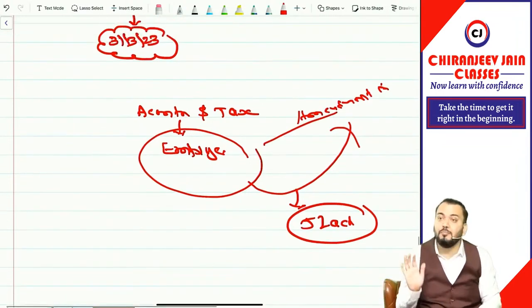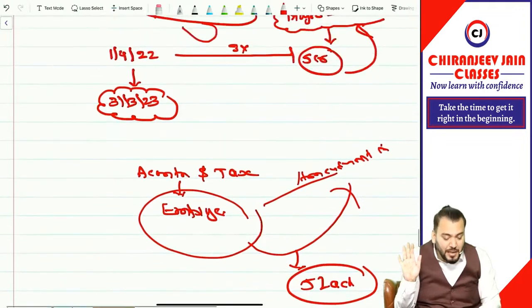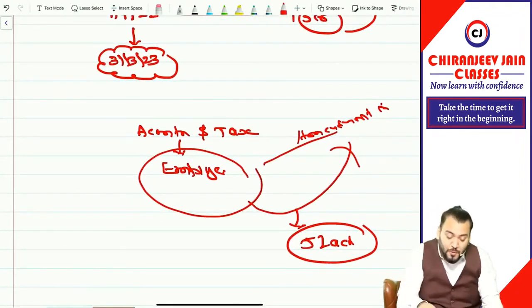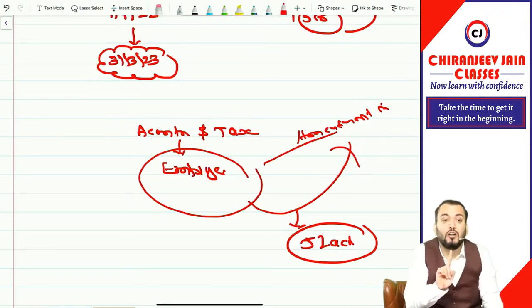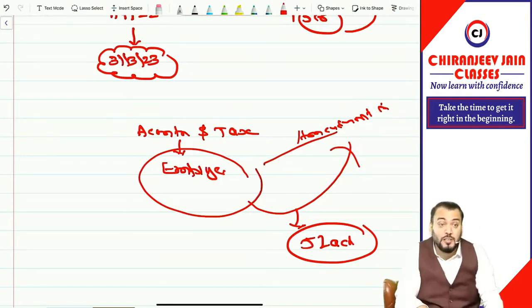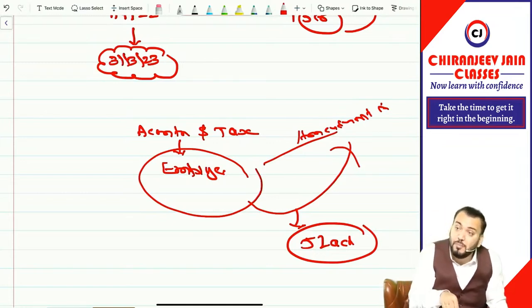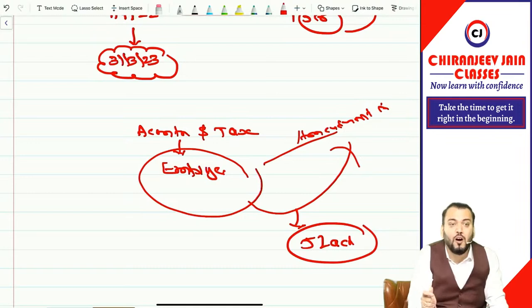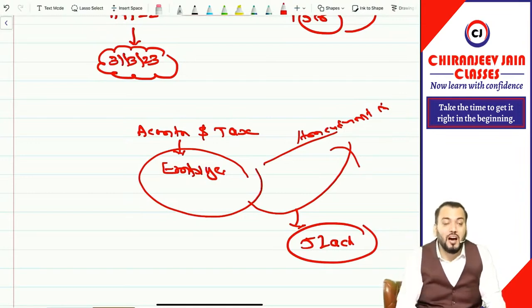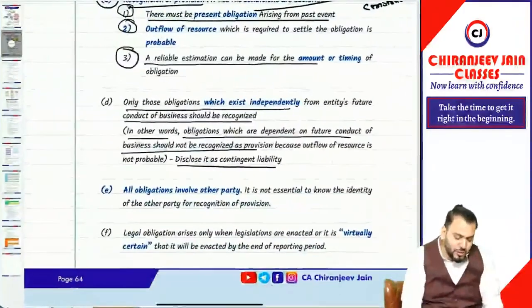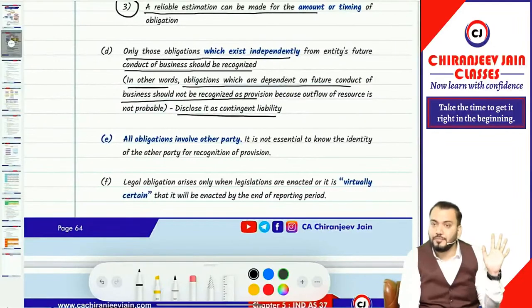Simple. Two best examples I have given. Understood? Therefore, for this training expenditure we will not create any provision. It does not mean the first condition was not satisfied. Yes, there was a present obligation arising from a past event, but the outflow of resources was not probable. Have you understood? So I hope this point D you have understood.